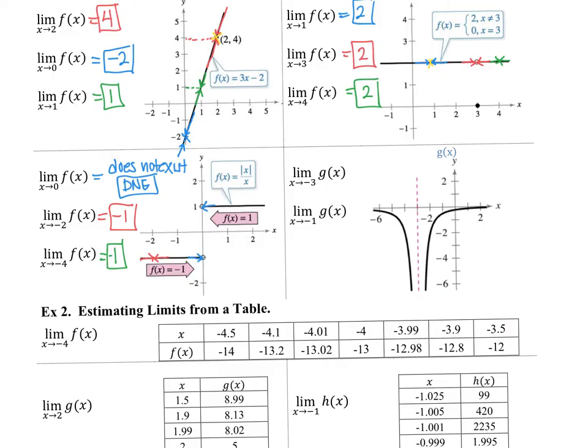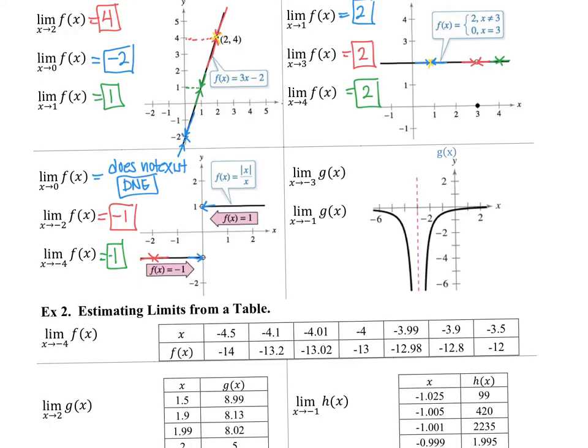Okay, so let's see. One more graph. This is g of x. Okay, the limit as x approaches -3. Now at -3, there's no value because there's an asymptote there. But again, I don't really care what is actually at -3. I want to see what it's heading towards.